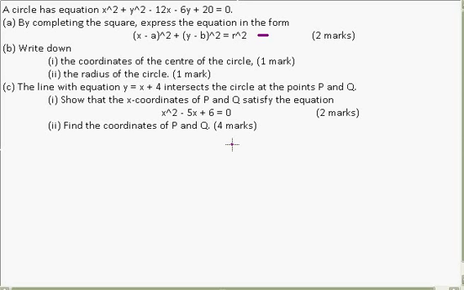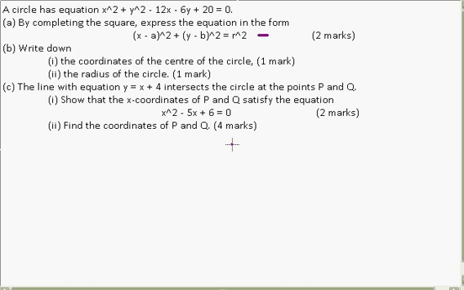Okay, this is another question from the January 05 paper, and this one is on circles. So we're going to jump straight in with this one. We're given the equation of a circle at the top now, x squared plus y squared minus 12x minus 6y plus 20 equals 0. Part A for 2 marks. By completing the square, hint hint, express the equation in the form as it shows.